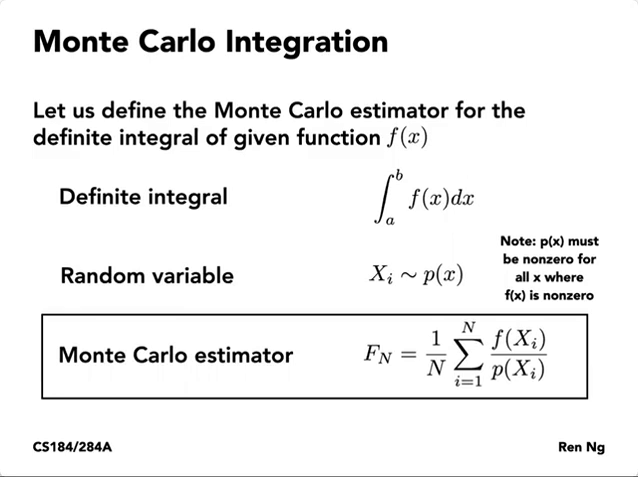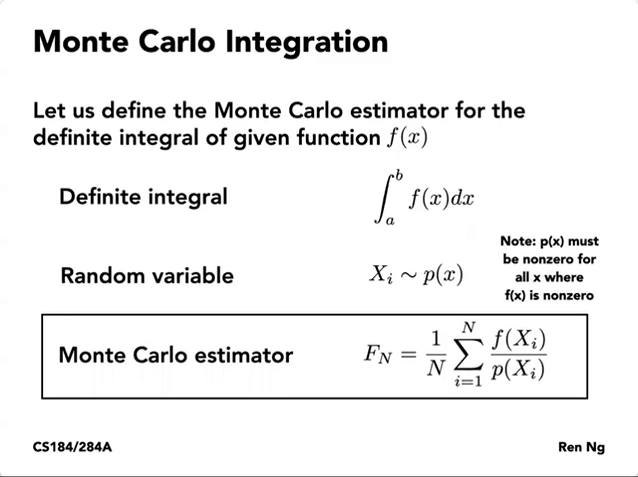The Monte Carlo estimator is this expression here. Let's just go over it. The Monte Carlo estimator, capital F sub n, which is an estimate of this definite integral, where we're using capital N random samples, is given by this expression. It's given by the average: 1 over capital N times the summation from i equals 1 up to capital N of what? Of f of capital X sub i divided by p of capital X sub i.